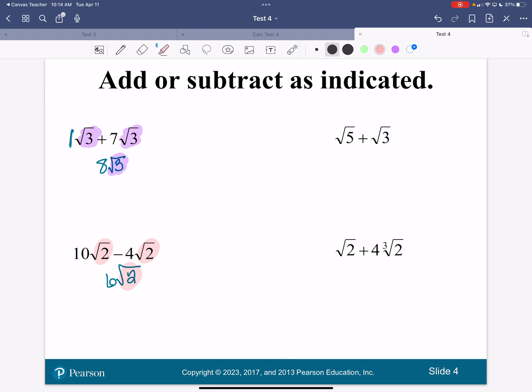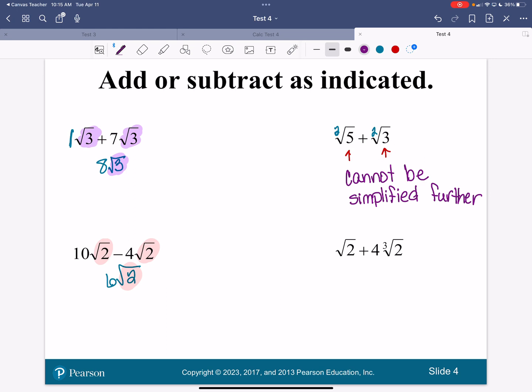Okay, now let's look at this next one right here. The index here is 2. That means we're taking the square root of both of those. But is the number the same on the inside? No, it's not the same. So this right here cannot be simplified. That's as simple as it can go. Cannot be simplified further. So in this case, whether we write cannot be simplified or square root of 5 plus square root of 3, either is fine.